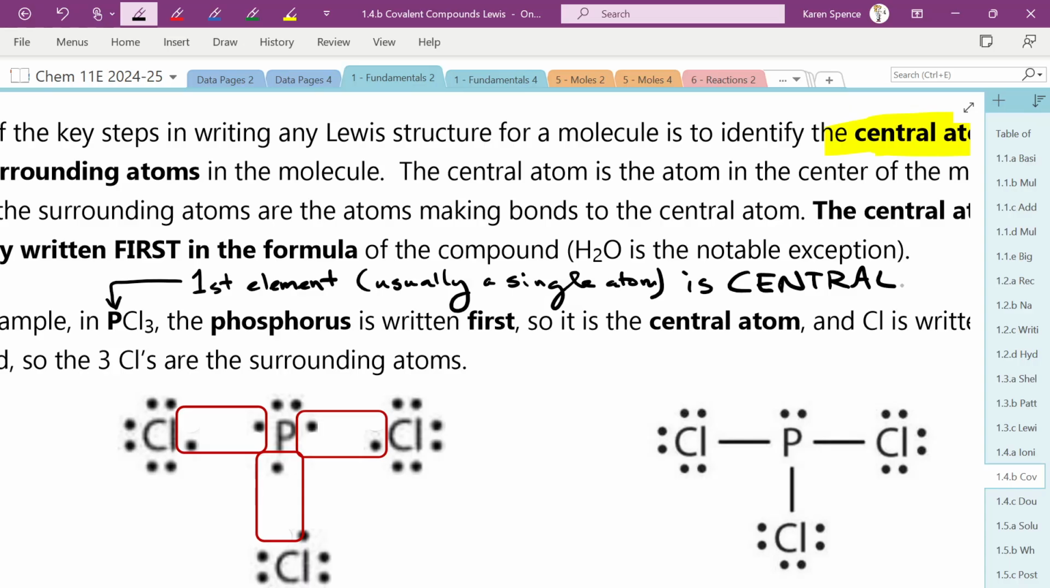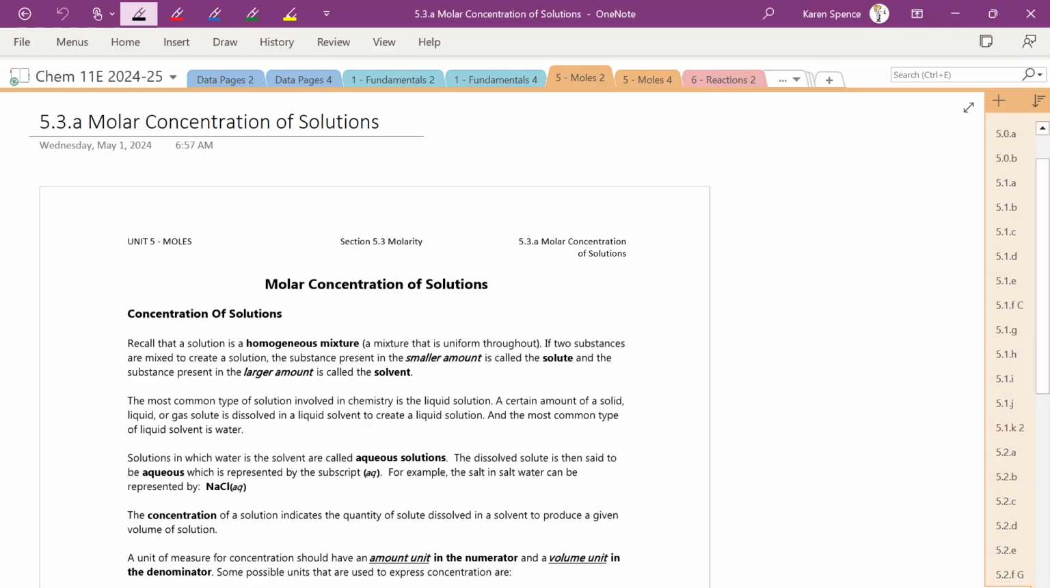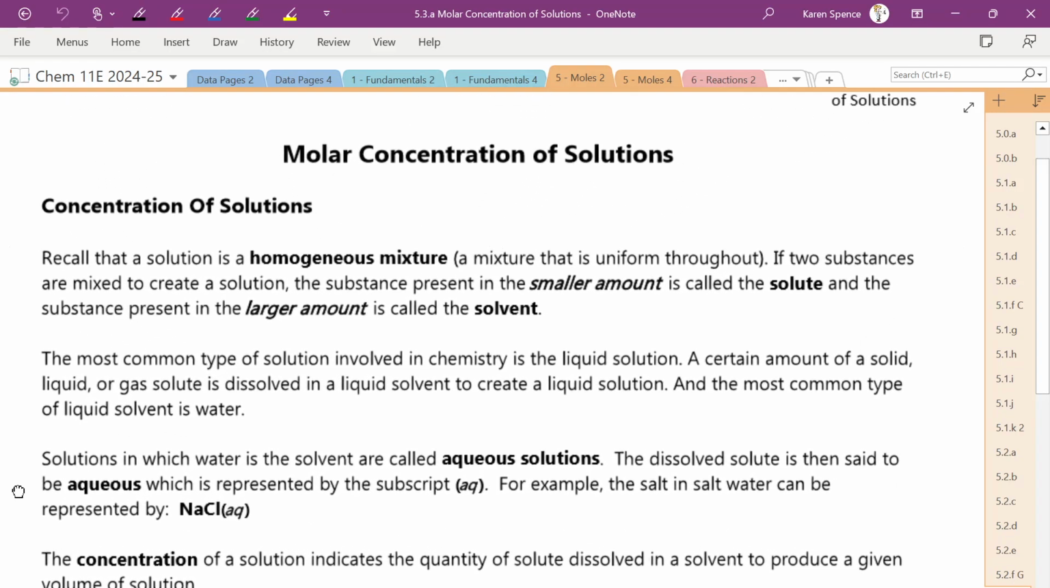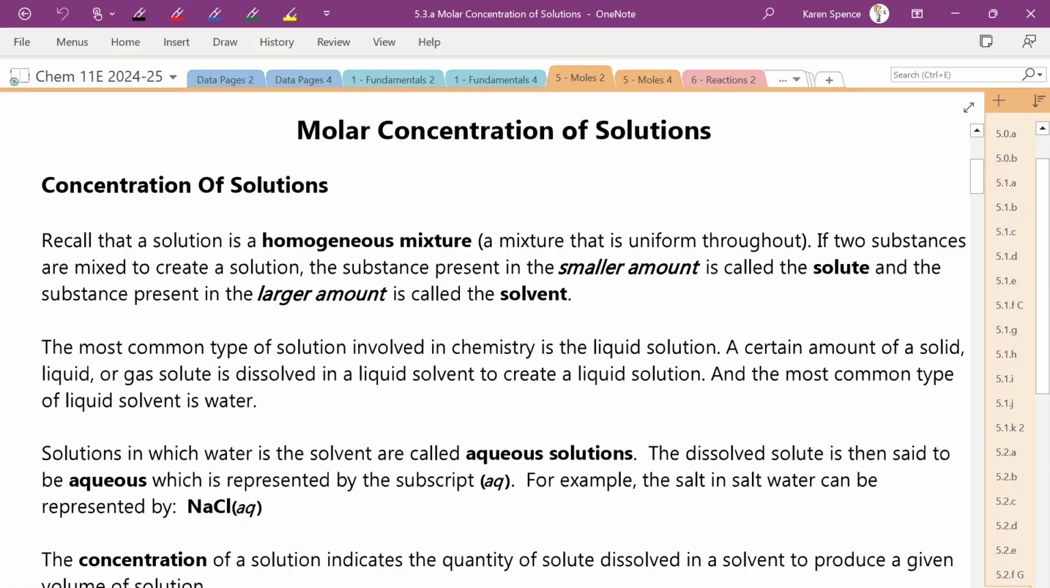Mole. So we're going to go to page 55 in our pink workbook. Page 55 in the pink workbook.